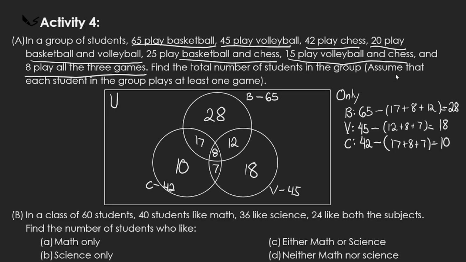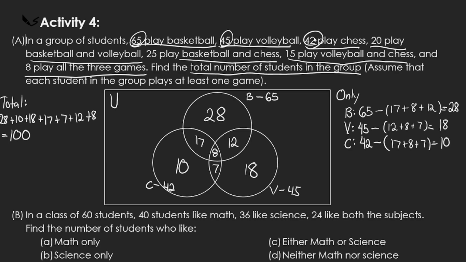We also assume that each student plays at least one game, so there is no student who does not play any of it. We can now find the total number of students in the group by adding all of this. The total is 100 students. Notice that if we add 65, 45, and 42, which are these ones, it will not add up to 100 because most of them overlapped.